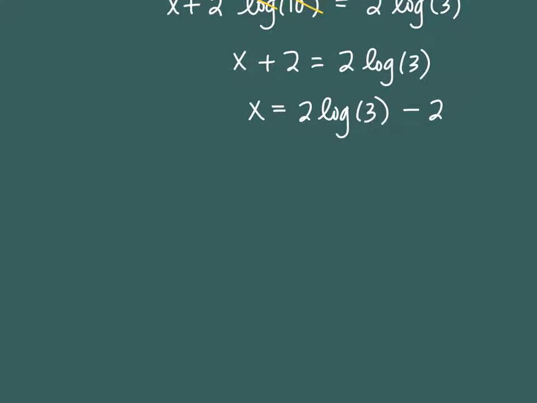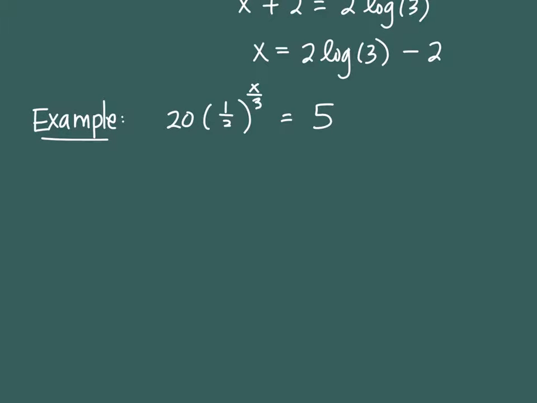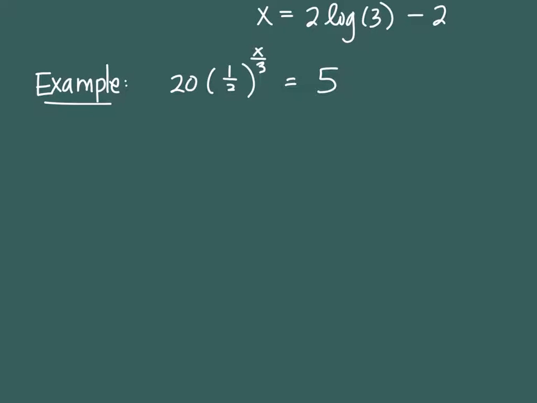Okay, let's try another one. 20 times (1/2) to the x over 3 equals 5. Okay, we're solving that. We're trying to get x by itself. Daniel, what should I do first to both sides?